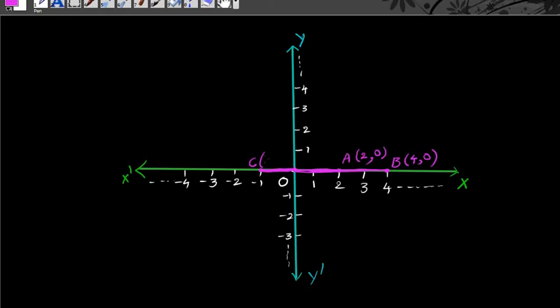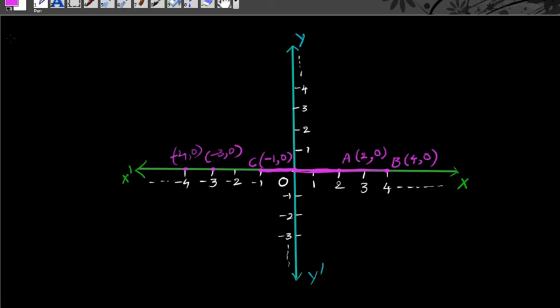But observe one thing, this point lies on the left side of the origin. That's why we consider the negative value of the x coordinate. So minus 1 comma 0. In the same process, this one also, this is the point minus 3 comma 0. This one is minus 4 comma 0.